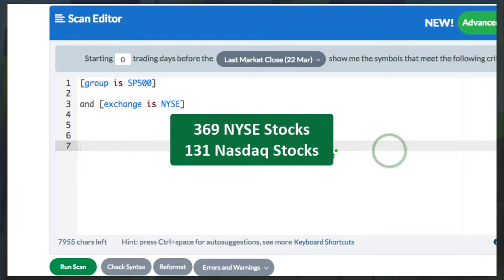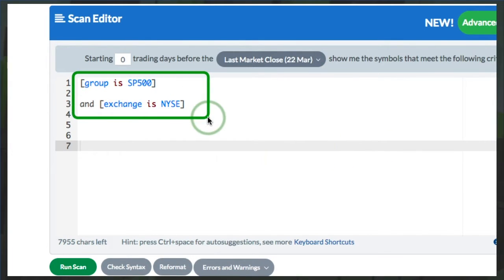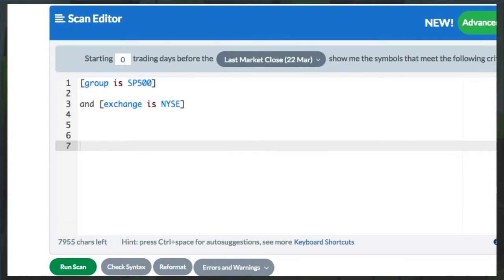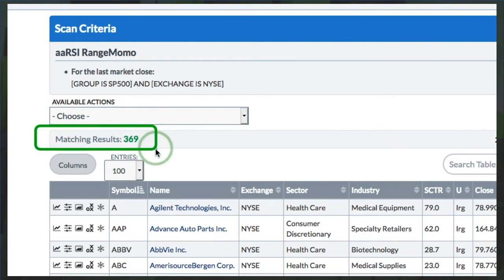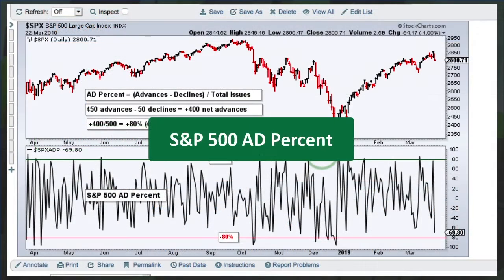And just to prove that, I ran a little scan. The group is the S&P 500. The exchange is the New York Stock Exchange. And when you run that scan, you can see that we only have 369 issues that match those results out of 500. So that means another 131 are coming from the NASDAQ.